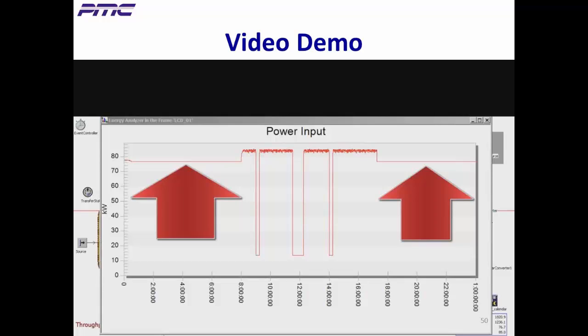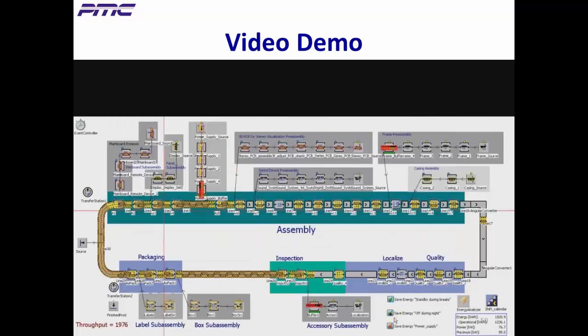To do that in our model, all you have to do is check the on-screen Save Energy Off During Night checkbox. Now, after running our model for one day, our Energy Analyzer's display panel shows that we've decreased total power consumption from 1,820.9 kilowatt hours to 819.1 kilowatt hours. This would result in dramatic savings on your energy bill. And once again, we achieved these savings without any decrease in throughput.